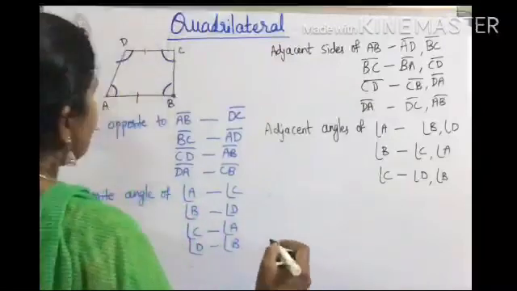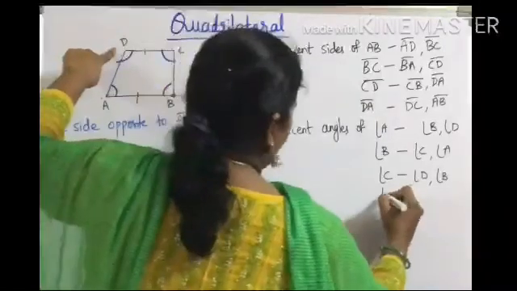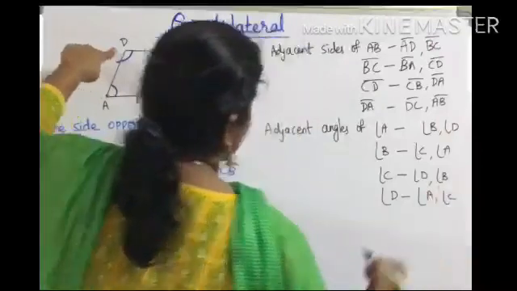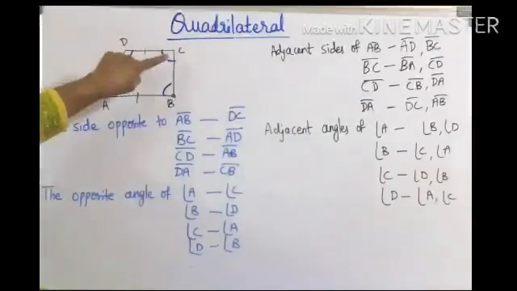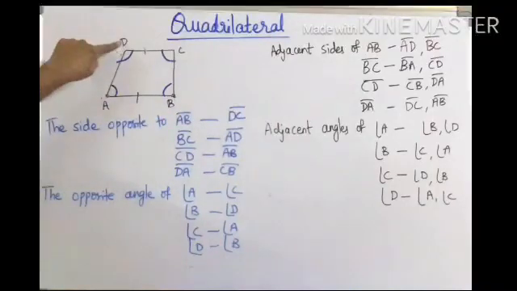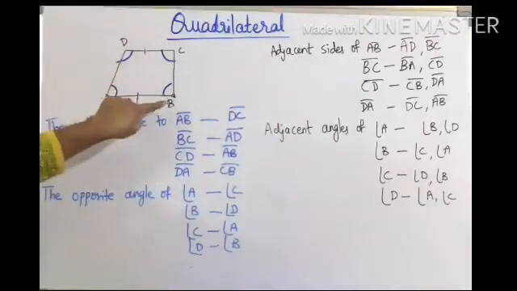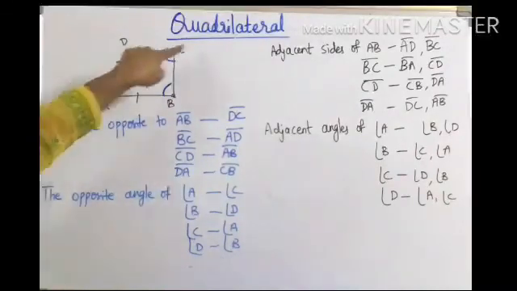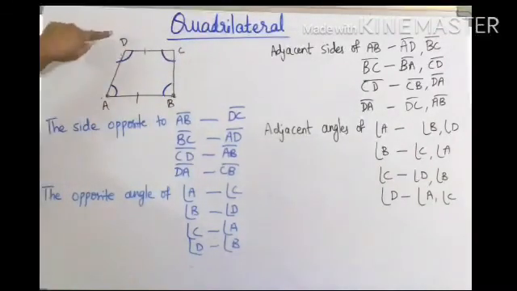Now what are the adjacent angles of angle D? Is nothing but angle A and angle C. Means the other angles which are not opposite. If you see, the opposite angle of angle D is what? Angle B. Other than B, what are the other leftover angles? C and A. So the adjacent angles of angle D are nothing but angle A and angle C.